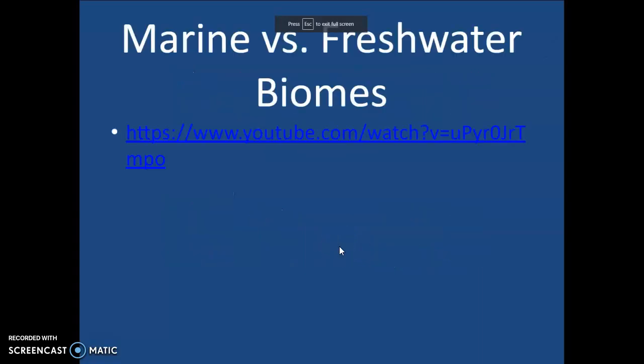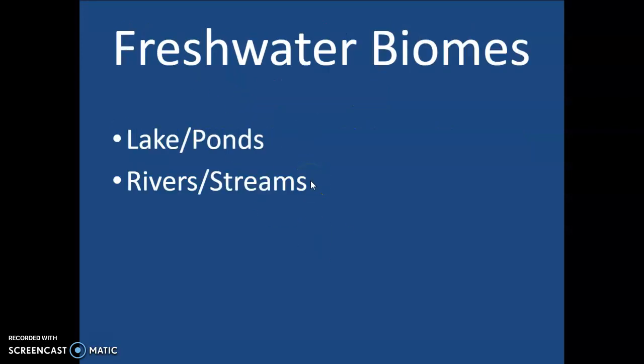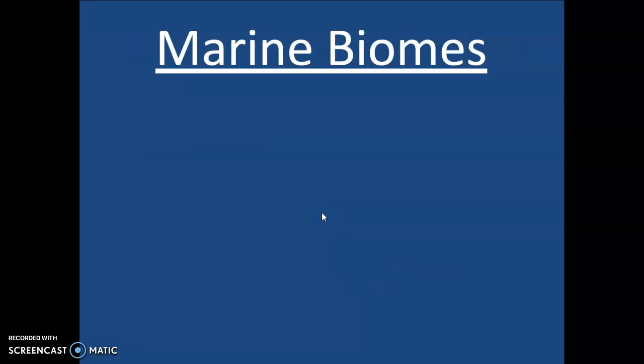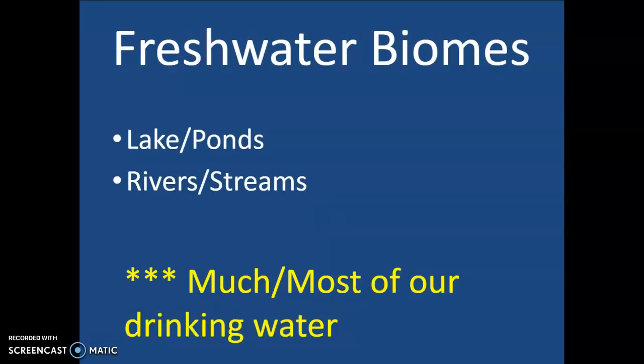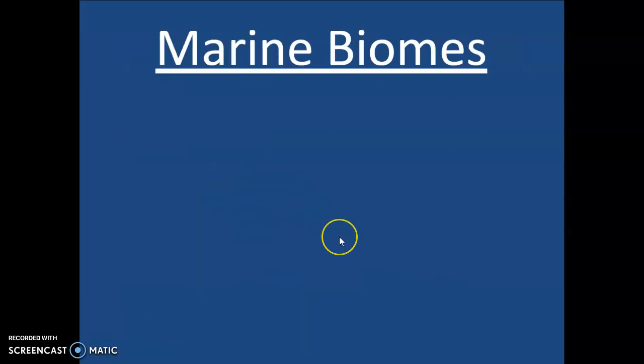So we first saw the difference between marine and freshwater biomes. Marine means saltwater, freshwater being the kind of water where we live. And we also learned that a lot of our drinking water comes from that freshwater supply, lakes, ponds, and streams.